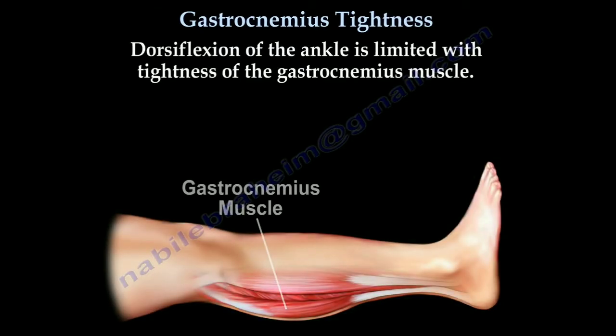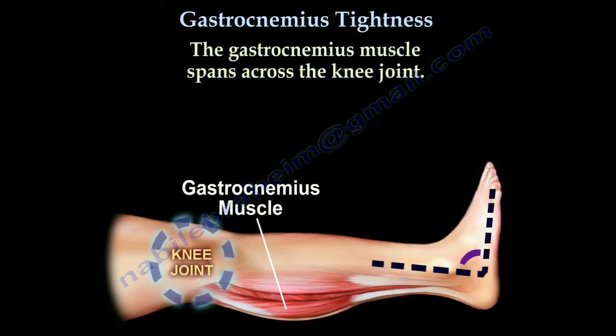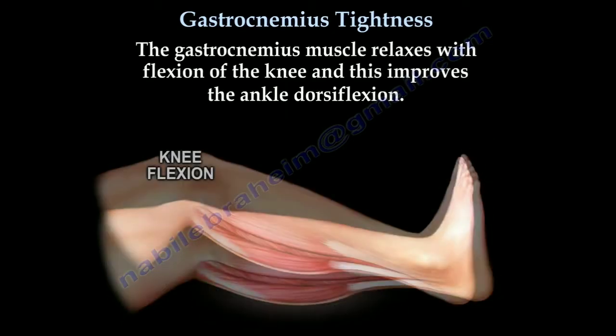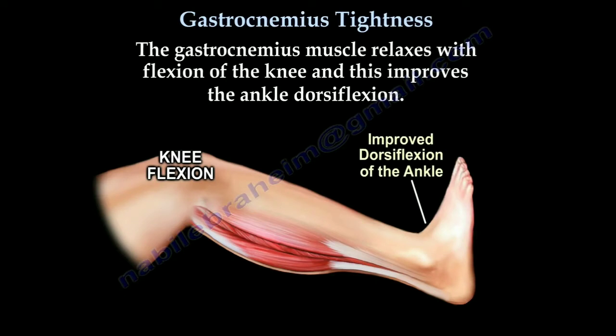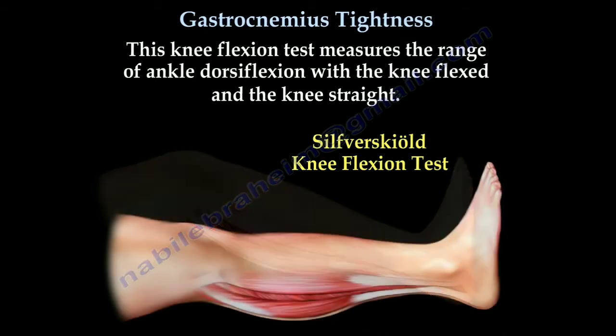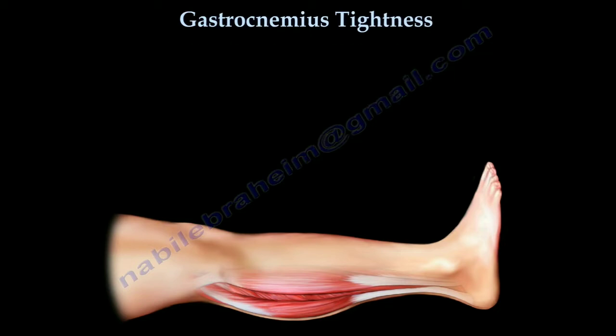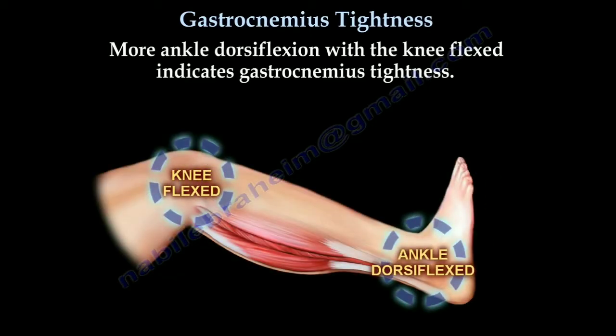Dorsiflexion of the ankle is limited with tightness of the gastrocnemius muscle. The gastrocnemius muscle spans across the knee joint. The gastrocnemius muscle relaxes with flexion of the knee, and this improves ankle dorsiflexion. This knee flexion test measures the range of ankle dorsiflexion with the knee flexed and the knee straight. More ankle dorsiflexion with the knee flexed indicates gastrocnemius tightness.